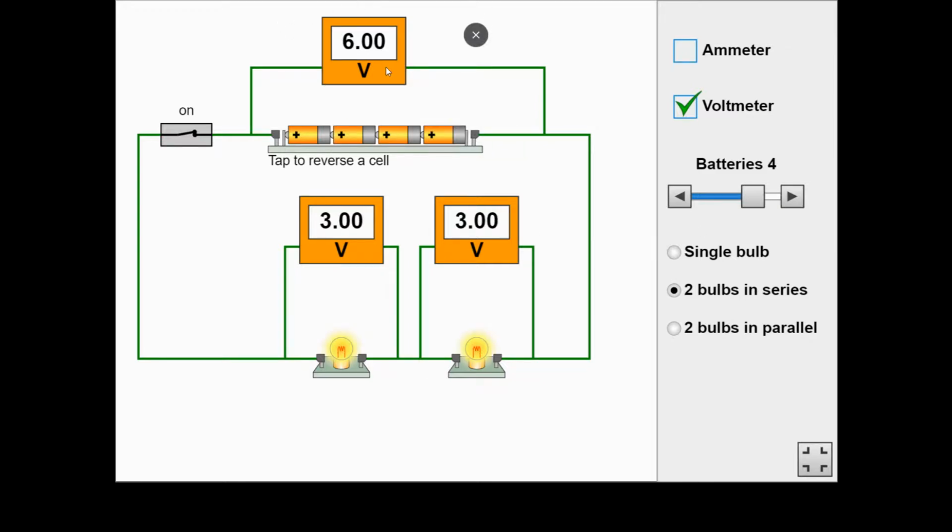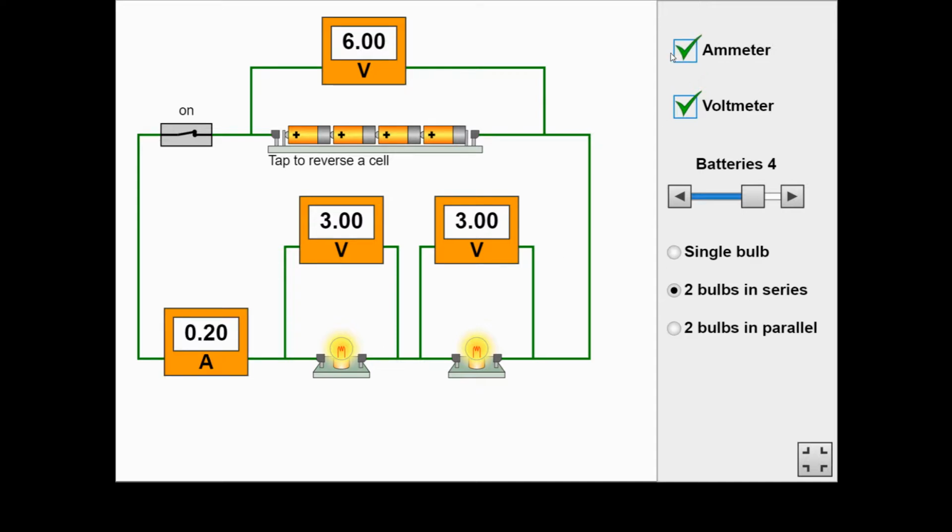So, in a series circuit, the potential difference is shared between the components. So that means whatever the voltage is over the battery, whatever the potential difference is over the battery, will be shared between any components within the circuit. And there is some adjustments I'll make for that tomorrow when we discuss resistance and where that comes in.